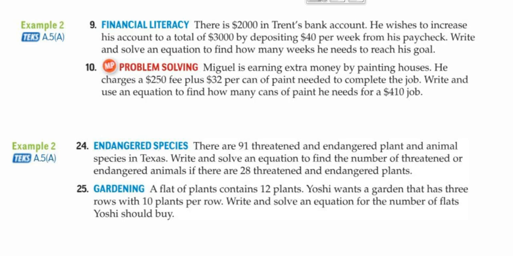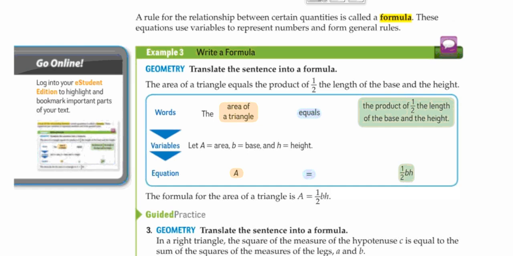end of the lesson, and problems 24 and 25 on the practice and problem solving. All right, so now we have example number 3. It says a rule for a relationship between certain quantities is called a formula. These equations use variables to represent numbers and form general rules.